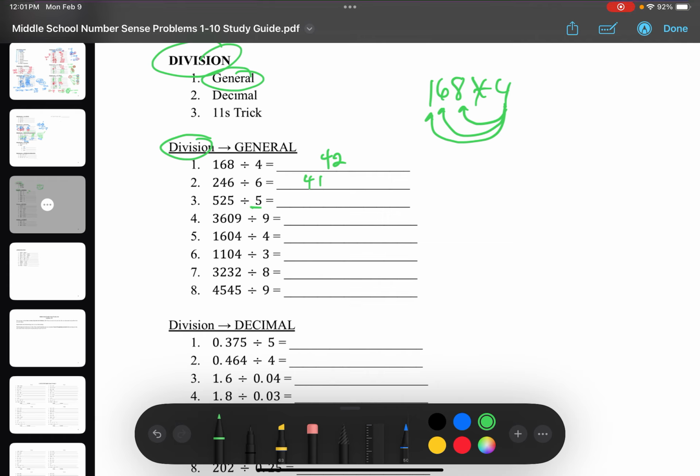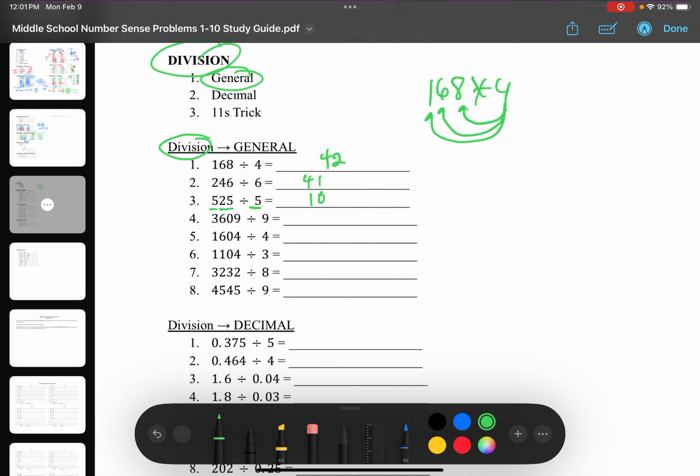So 5 goes into 5 one time, right? Now this is a big one. A lot of students mess this one up because they don't ask themselves, how many times does 5 go into 2? And that's 0. And then you carry over, okay, since it doesn't go in, put the 2 with the 5, that's 25, right? How many times does this 5 go into 25? And that's a 5. Okay, so be careful with that one. A lot of students forget that 0.